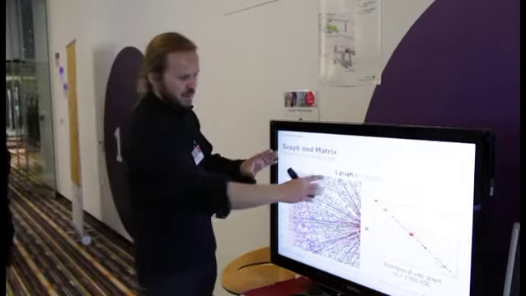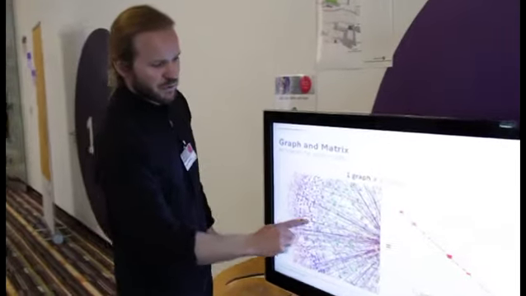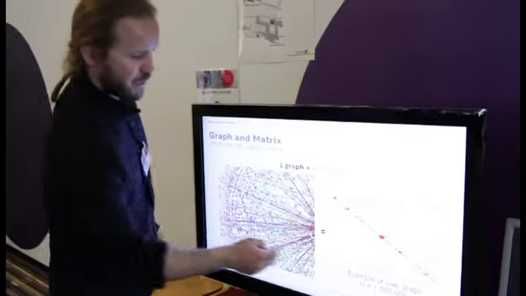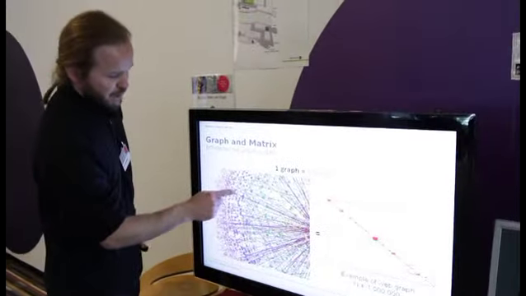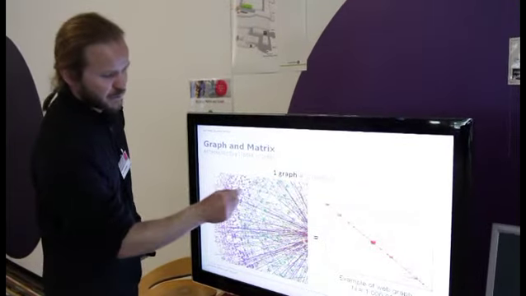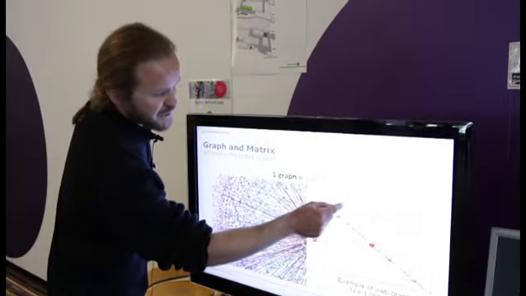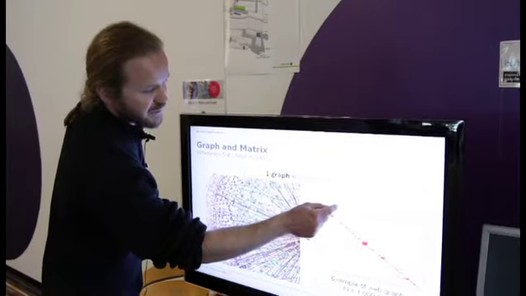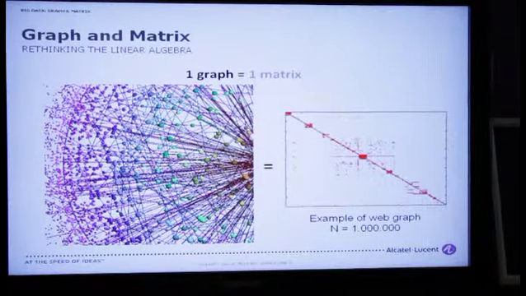Here's an example of a graph which you transform into a matrix. Each time you have a link between a node here and another node, you will have a point in the matrix. Here you have a point, meaning that web page I points to web page J.